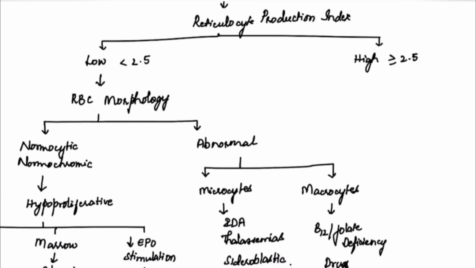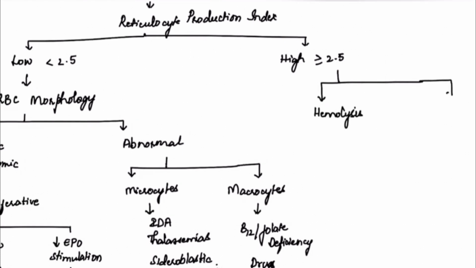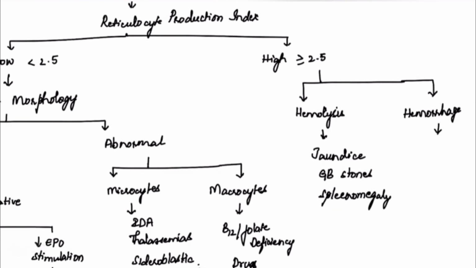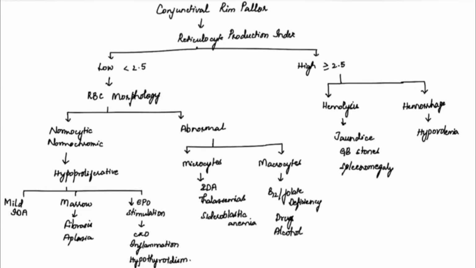Then, if the reticulocyte production index is high, that indicates the bone marrow is producing more number of reticulocytes as a result of compensation for the RBCs which are lost in the peripheral smear. So, this may be because of hemolysis or it may be because of hemorrhage. So, whenever there is hemolysis, other features of hemolysis should be present like jaundice, gallbladder stones, and splenomegaly, and of course, smear should show fragmented RBCs. And whenever hemorrhage is suspected, signs of hypovolemia should be seen.